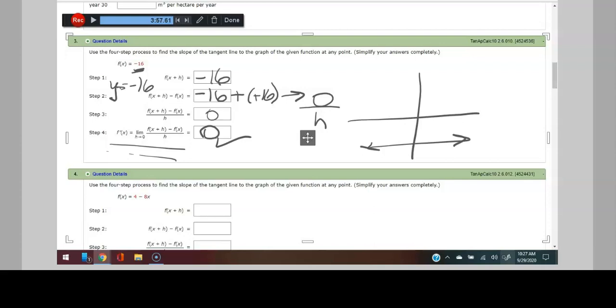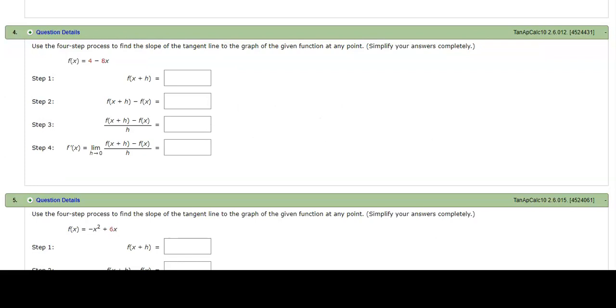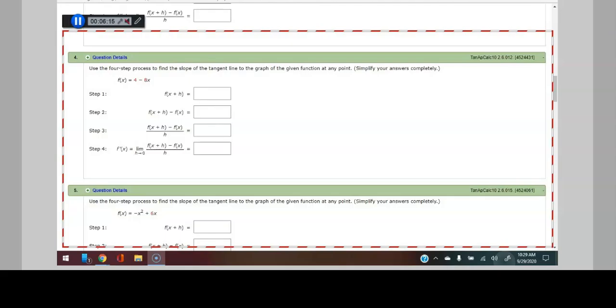So on number 4, which I have to jump around and do gymnastics to get to, we're going to do the same thing, but this time we're going to have an x to work with. All right, so for number 4, we actually have an x to use.